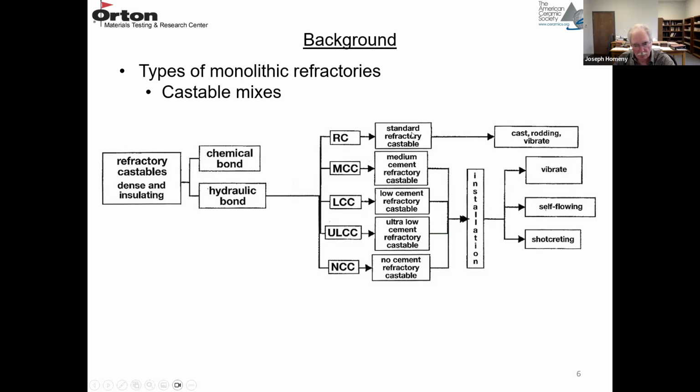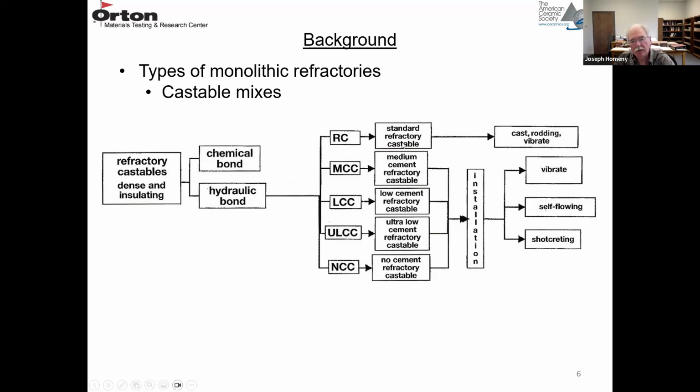The cement was eliminated because of the calcium in the cement. If you're using it in contact with aluminum and silica, it does form some low melting compounds. So the trend from high cement to no cement eliminates the reaction between calcium and aluminum and silica.